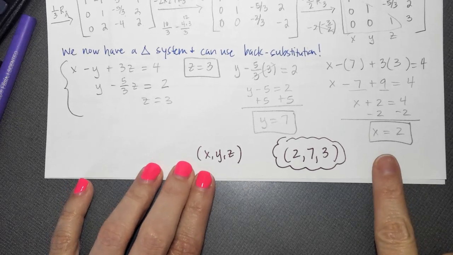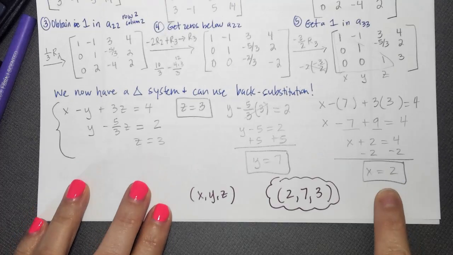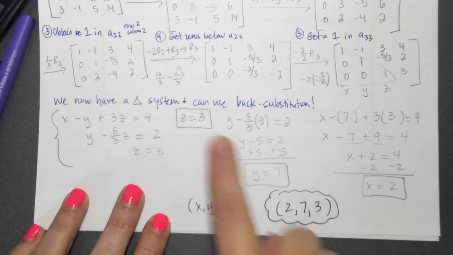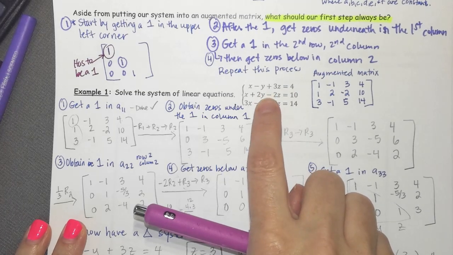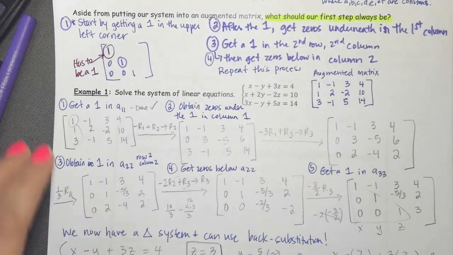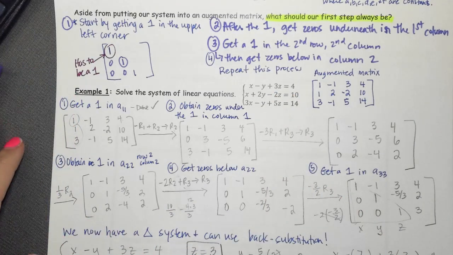Now, you can make sure this is correct by plugging these into the original system. So 2, 7, and 3. If you guys plug those in for each one, you would be able to see that this would equal 4, this would equal 10, and this would equal 14. And if you want to do that real quick in your calculator, you can.